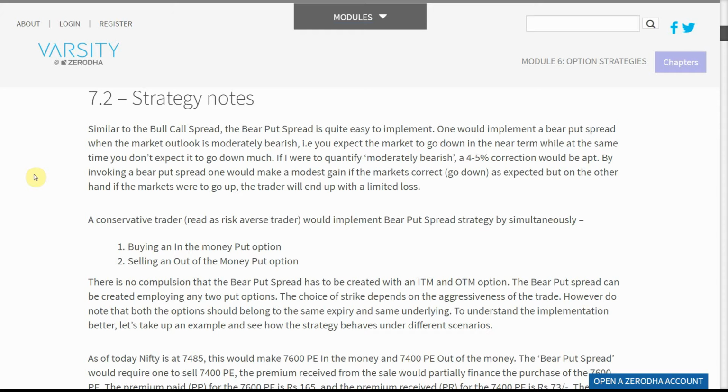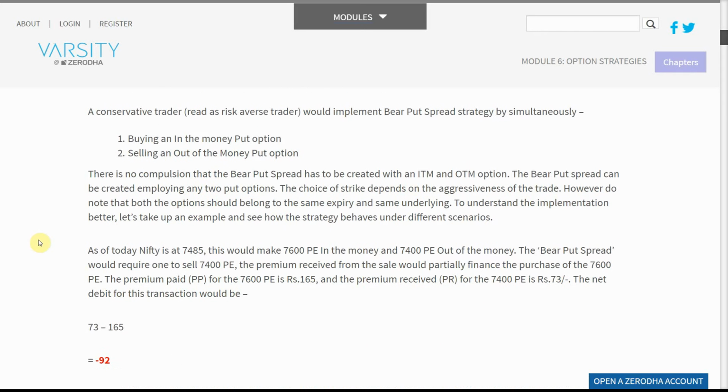There is no compulsion that the bear put spread has to be created with an ITM and OTM option. The bear put spread can be created employing any 2 put options. The choice of strike depends on the aggressiveness of the trade. However, do note that both the options should belong to the same expiry and same underlying. To understand the implementation better, let's take up an example and see how the strategy behaves under different scenarios.